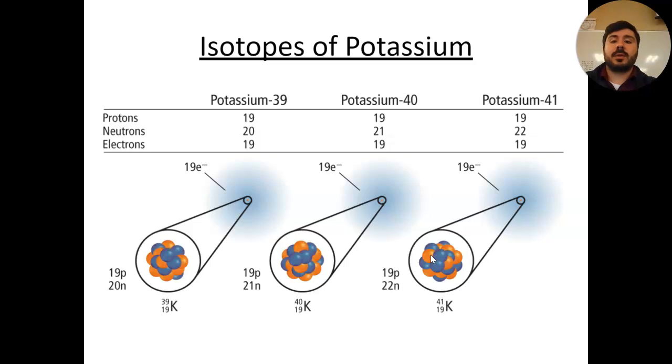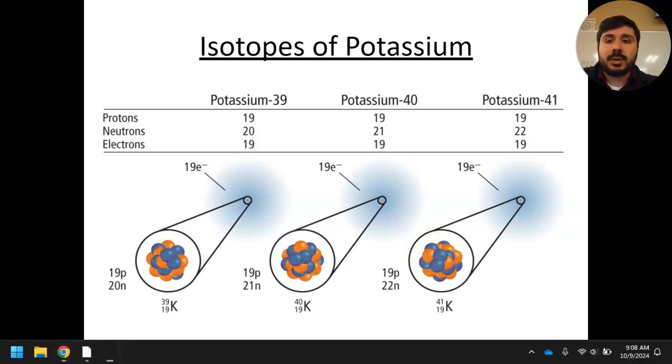This is a good little graphic here that kind of shows you that exact same principle, right? So I've got 3 different isotopes of potassium: potassium-39, potassium-40, and potassium-41. Notice how, with all these examples here, my number of protons remains the same at 19. My number of electrons remains the same at 19. But the only difference here is that I have an increasing number of neutrons. From 20 at potassium-39, potassium-40 has 21, and potassium-41 has 22.